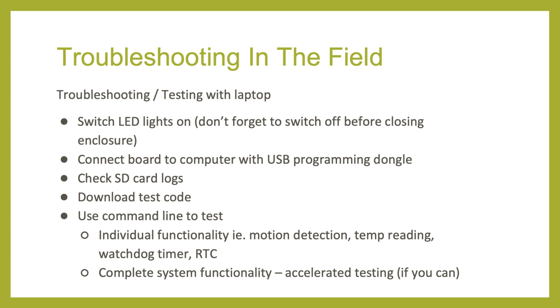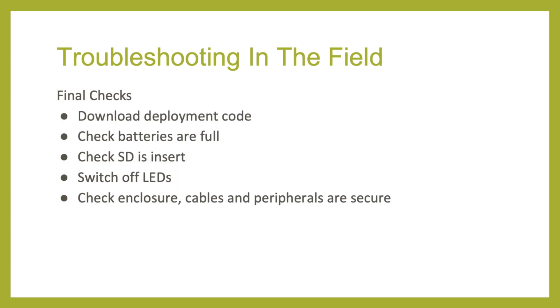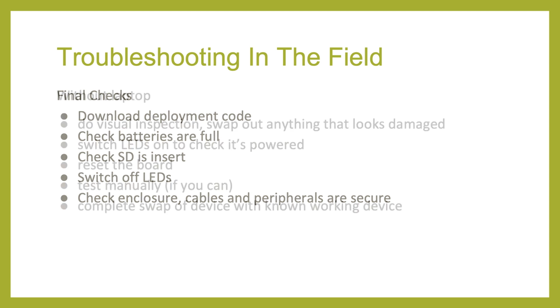Then we'll download the test code and use the command line to test each functional component individually and then test the complete system. If the system is working okay via the command line, we'll download our modified accelerated testing code and hammer the system for as long as we can. Once we're satisfied the device is working again, we'll download the deployment code, switch the LEDs off and do a final battery and SD card check before closing up the enclosure. Then we'll do a final check of the cables and mechanicals before heading off to a restful night's sleep, secure in the knowledge that our device is up and running again.